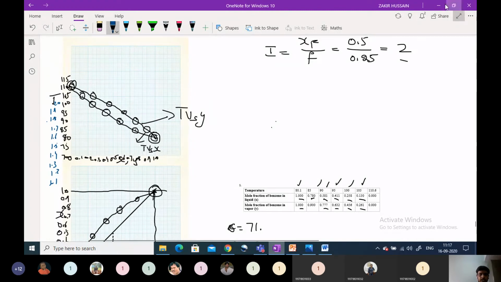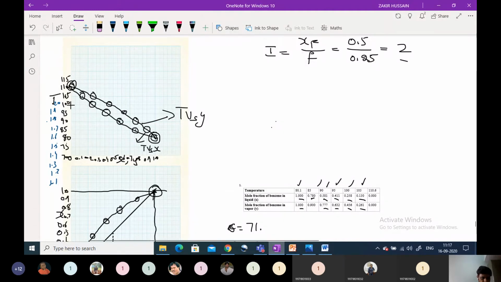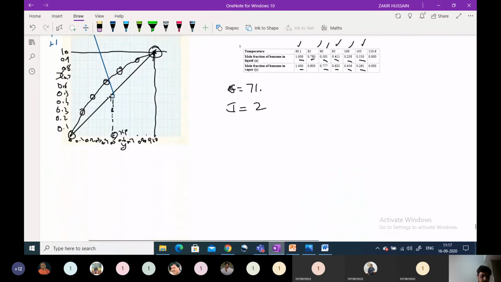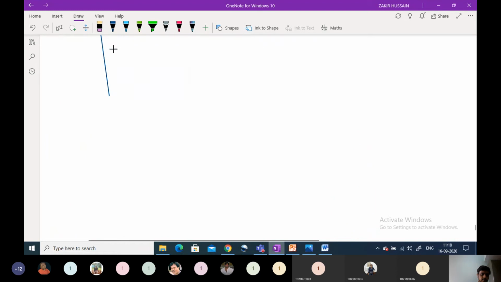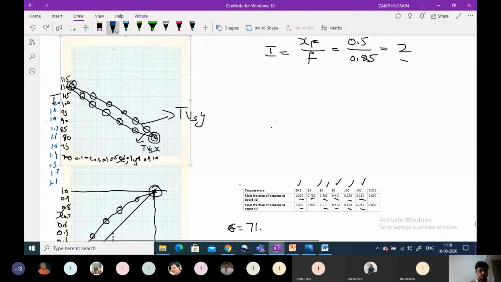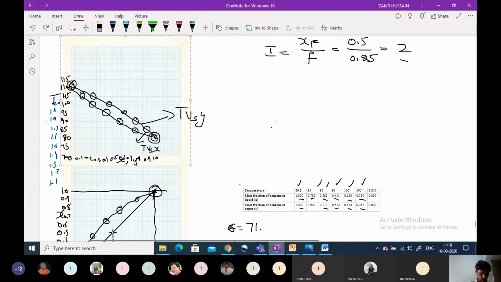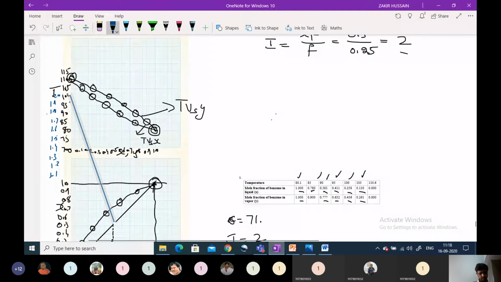Now we will just project this line. How do we project this line? If you consider this as the y-axis with an intercept of 2, from this we have to project up to this point. Okay, this is an intercept of 2. So approximately we can take.